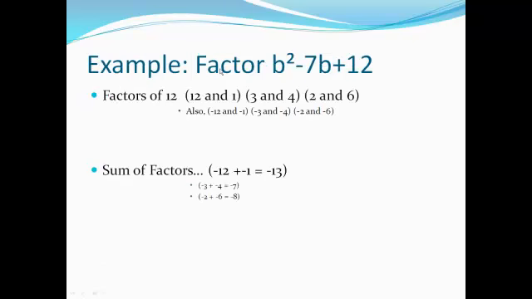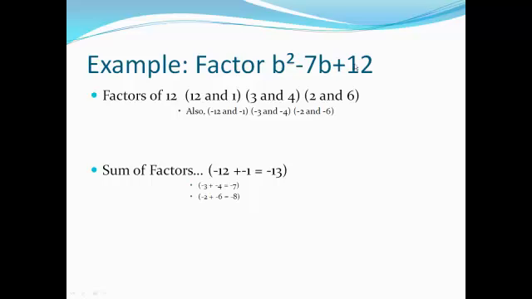So let's factor something in the form b squared minus 7b plus 12. The factors of 12 are 12 and 1, 3 and 4, 2 and 6, but don't forget that we're talking about a negative middle term, which means that these things are going to need to add up to negative 7. So I also need to think about negative 12 times negative 1, which, if I multiply that, gives me 12. Also, negative 3 times negative 4 will also give me 12, and negative 2 times negative 6 will also give me 12.